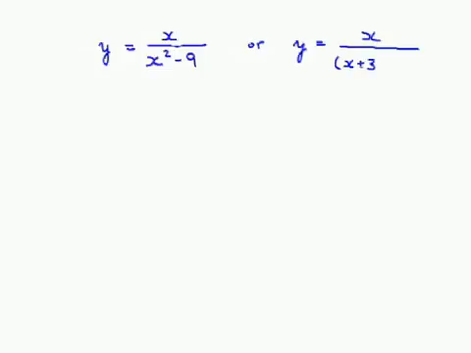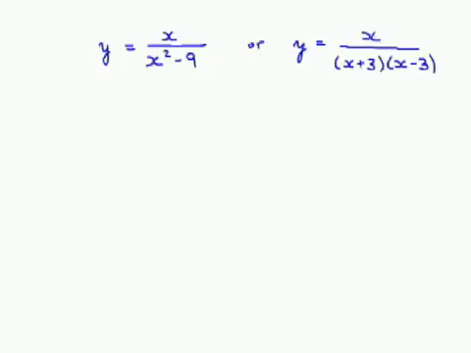In this particular example, we've been asked to graph the rational function y equals x divided by x squared minus 9. I've factored the denominator so that our function can now be expressed as y equals x divided by (x plus 3) times (x minus 3). The reason I factored the denominator is so that I can see the vertical asymptotes and also discover the restrictions in the domain. So the first part of the question is to state the domain.